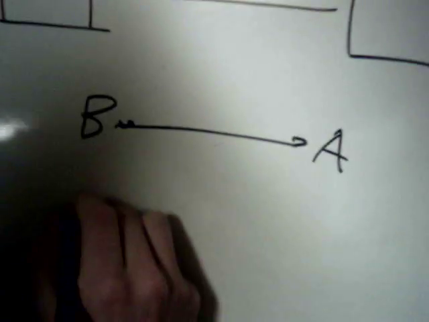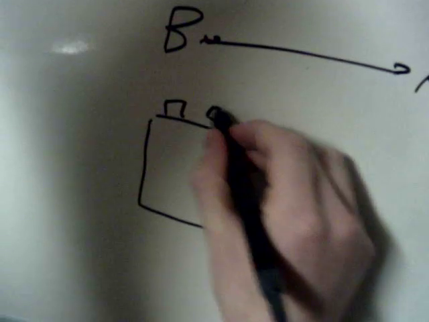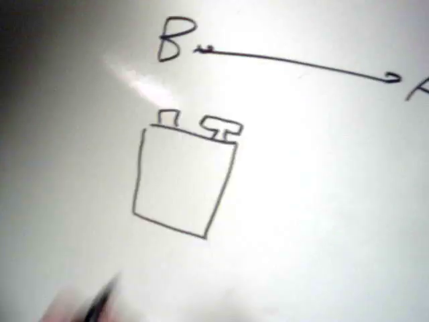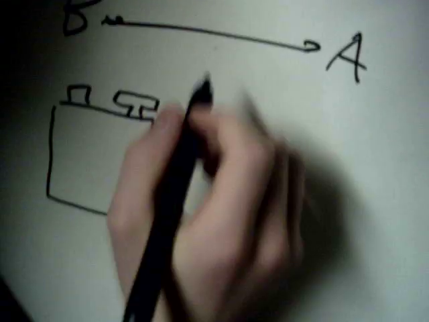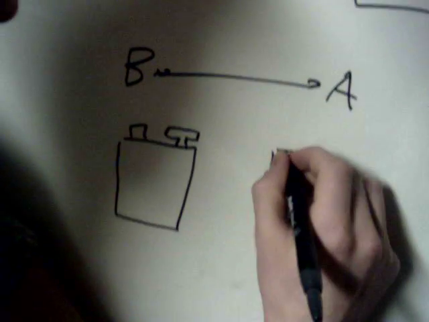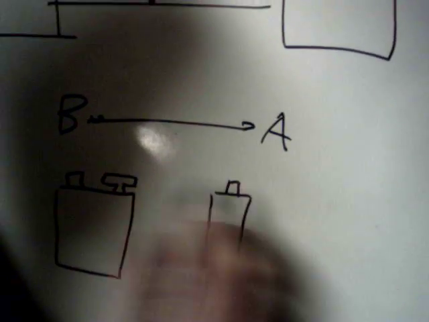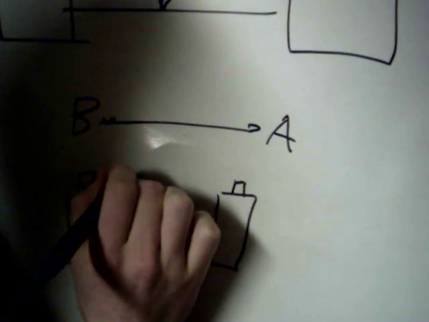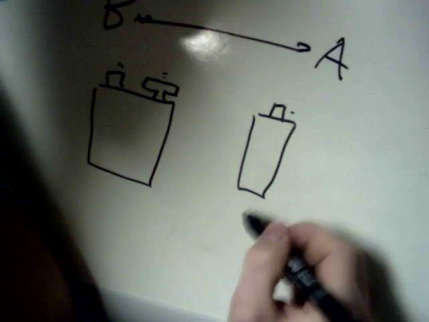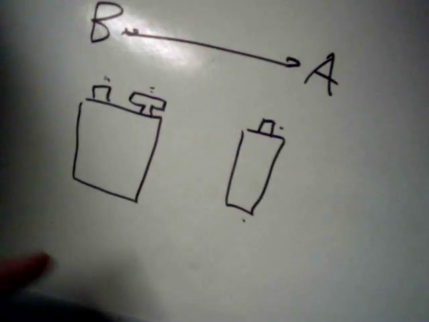So, if you have a battery, let's say this is just a 9-volt battery, so it's 9 volts. And then let's say you have a AA battery, and that's 1.5 volts. The electrons from here want to get to here more badly than the electrons from here want to get to here. That's pretty vague, but that's basically what voltage is.